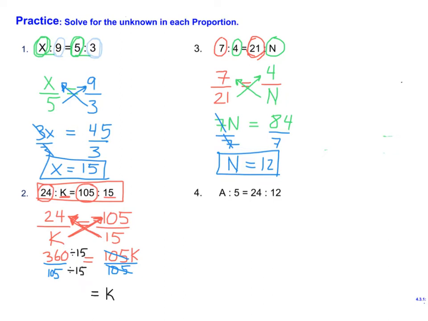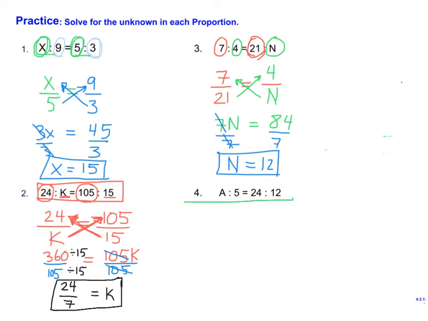Nonetheless, both top and bottom are divisible by 15. When I do 360 divided by 15, I get 24. And when I do 105 divided by 15, I get 7. So k is this fraction, 24 over 7.